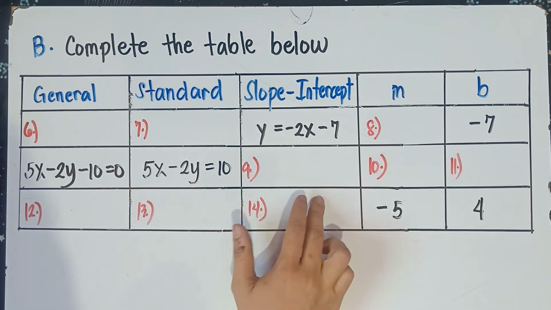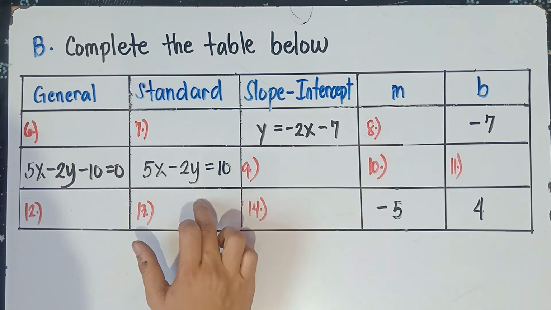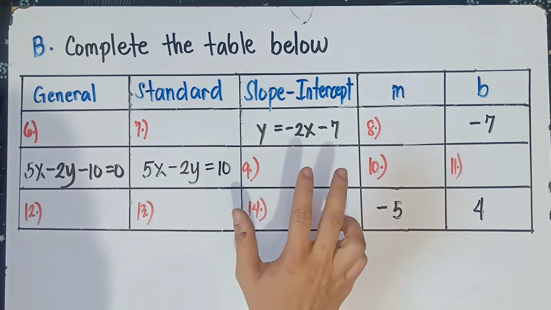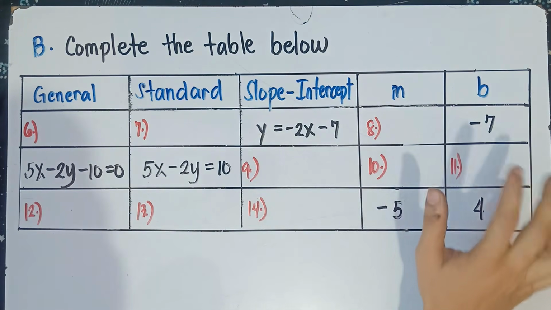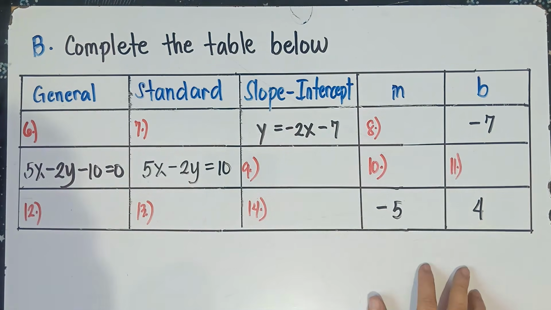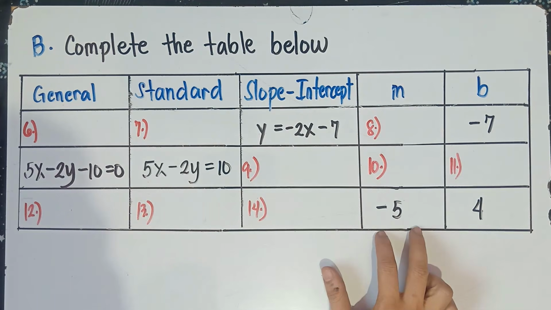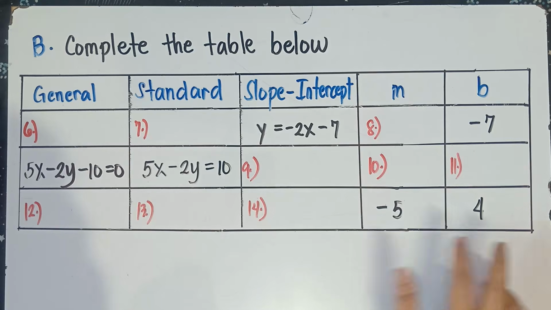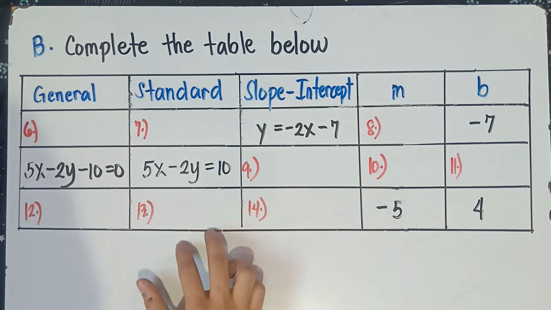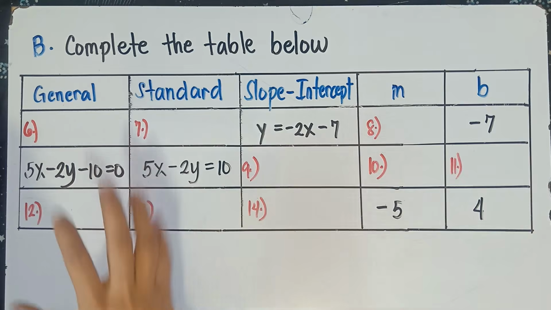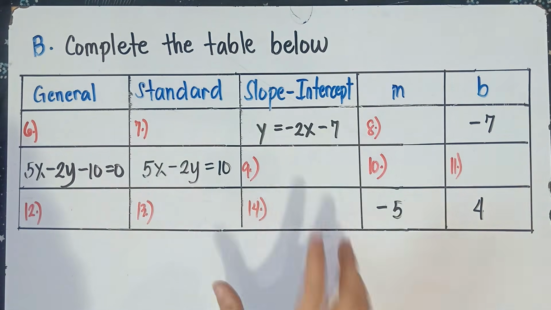In this row, we are given the general form and standard form, and we're told to find the slope-intercept form, the value of m, and the value of b. On the last row, we are given the value of m and the value of b, and we're going to find the slope-intercept form, standard form, and general form. We will explain this step by step.